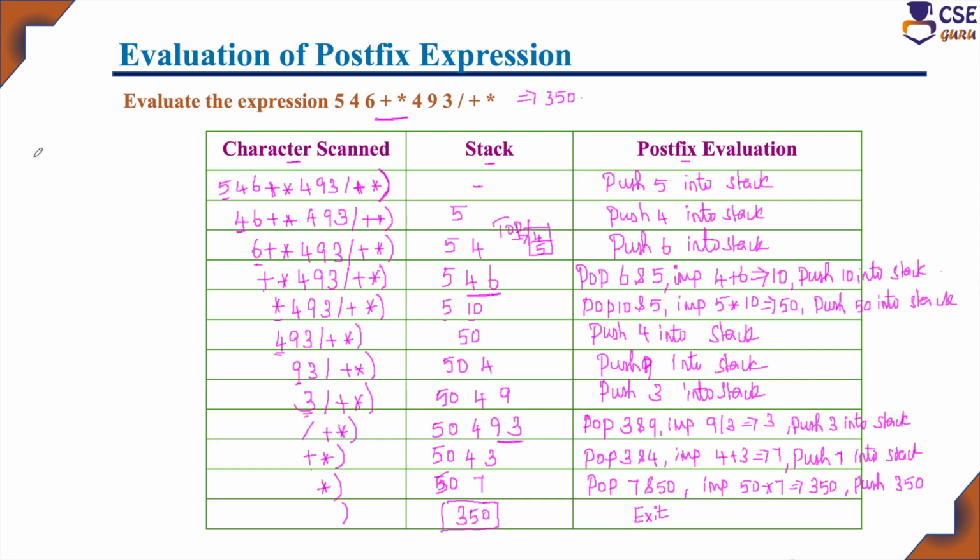So how will we implement the manual evaluation actually? So this will help for your competitive exams. 4 6 plus star, 4 9 3 division plus star. Okay.